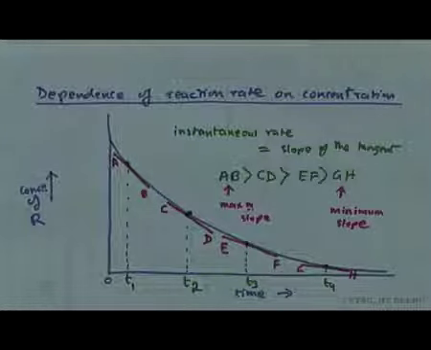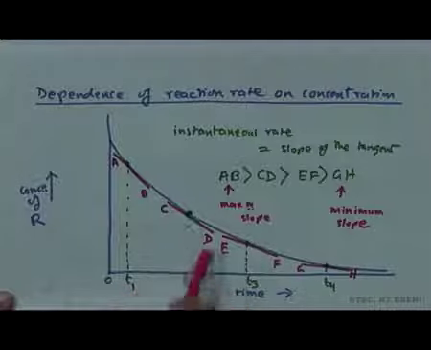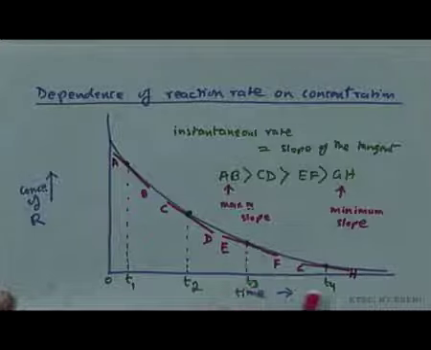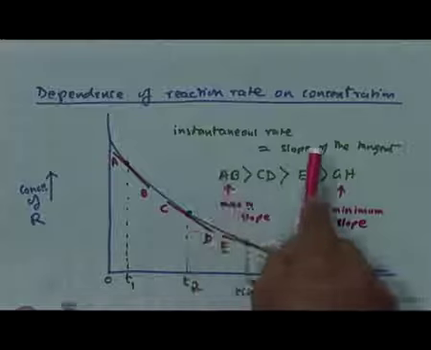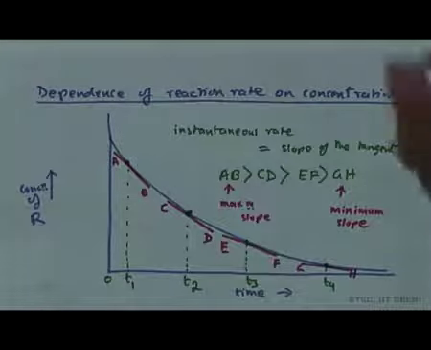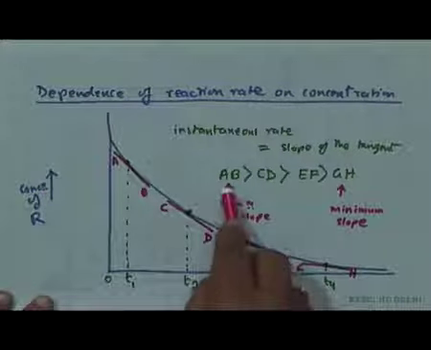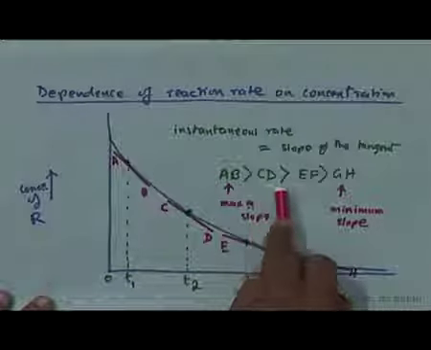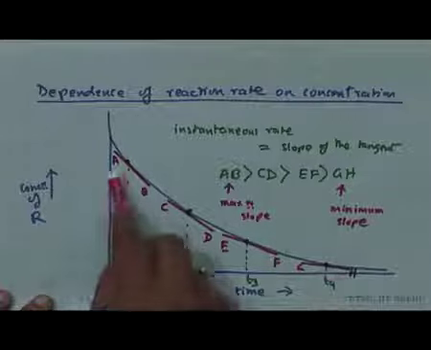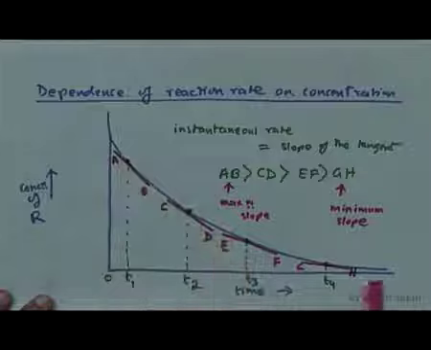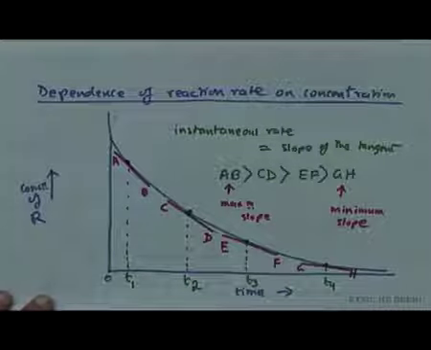essentially the slopes, what you will see is that the slope of this tangent AB is greater than the slope of this tangent CD, is greater than the slope of this tangent EF, is greater than the slope of this tangent GH. So, if the instantaneous rate is equal to the slope of the tangent with a negative sign, negative referring to the loss of reactant, then AB is having the maximum slope, followed by CD, followed by EF, followed by GH, which is having the minimum slope.